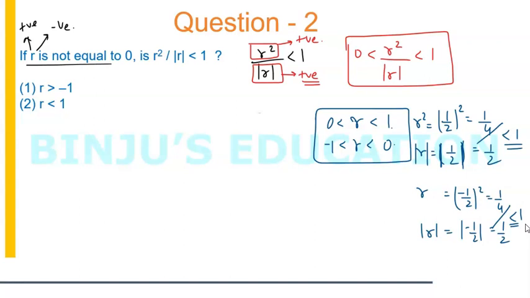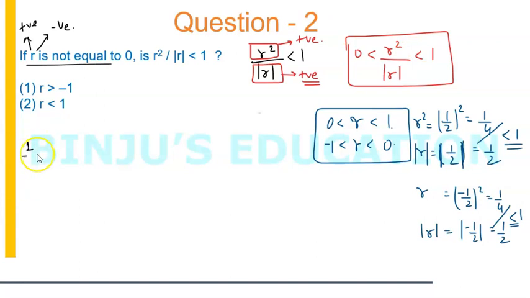Okay, so R is not equal to 0, is R square by mod R less than 1? We have figured this out: for R square divided by mod R to be less than 1, R has to be between 0 and 1. That's the only possible way out, because R square and mod of R are both positive. Okay, so let's see what all we have from the statements.